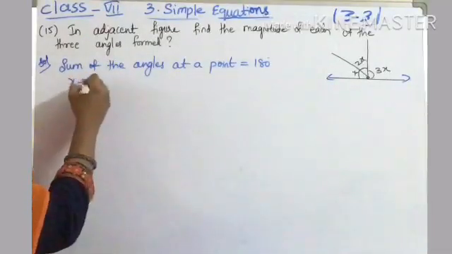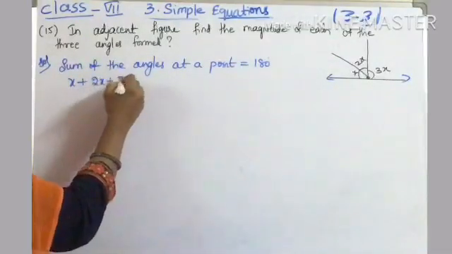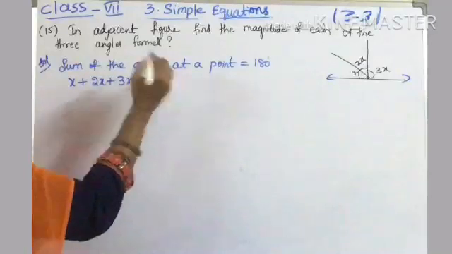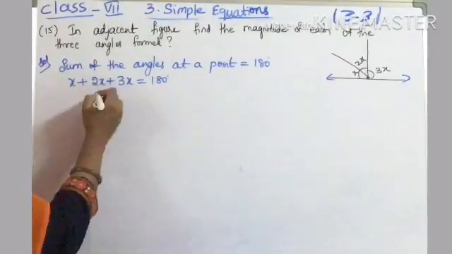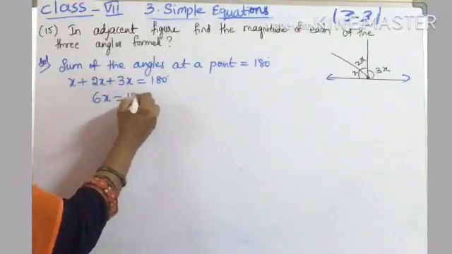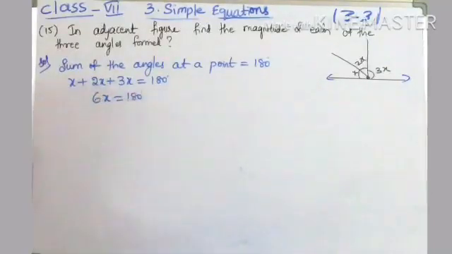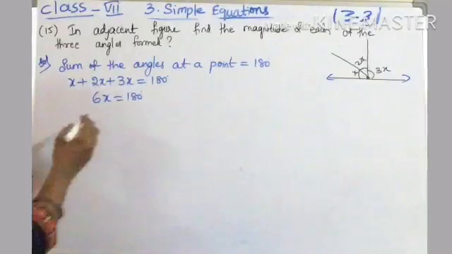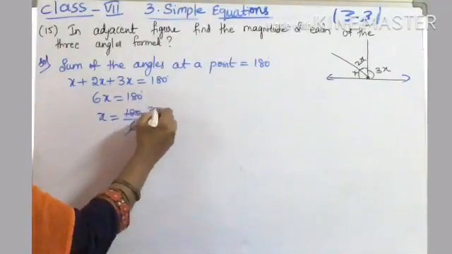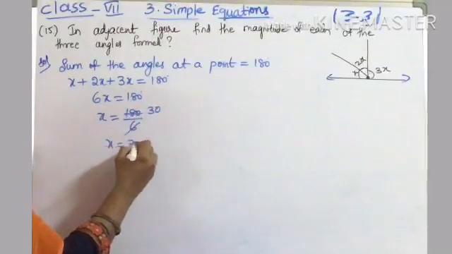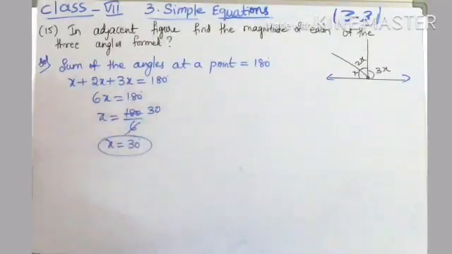So how many parts is it divided into? 3. Okay, so x plus 2x plus 3x equal to 180. So x plus 2x is how much? 3x. 3x plus 3x, 6x. 6x equal to 180. So 6x is nothing but 6 into x, so x is 180 by 6. When you do the cancellation, you are going to get 30.